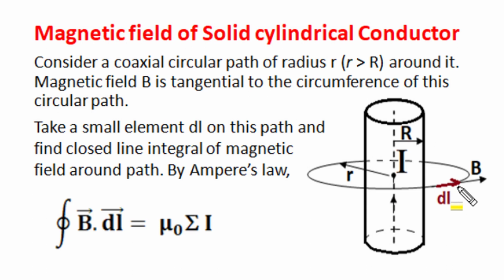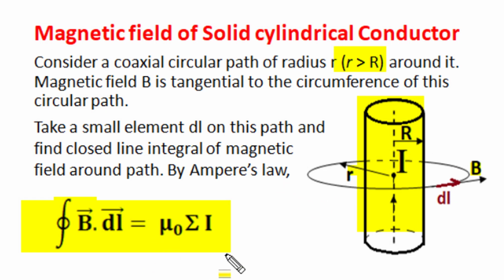To find the magnetic flux density at an external position by Ampere's circuital law, consider a coaxial circular path of radius r, which is greater than the radius of the cylindrical conductor, around this current-carrying conductor as shown in this figure. Due to the symmetry of current and magnetic field, the magnetic field becomes tangential to the circumference of this circular path. Now to apply Ampere's circuital law, the closed line integral of the magnetic flux density is carried out, and as per Ampere's law it is equal to mu 0 times the summation of current, and the entire current I is enclosed by this Amperian closed loop.